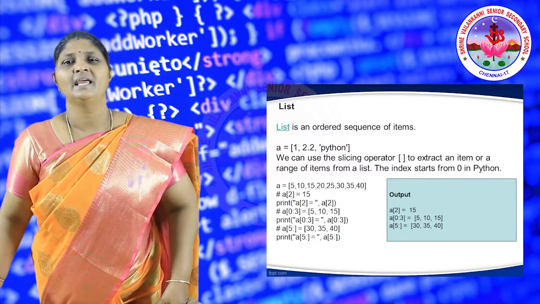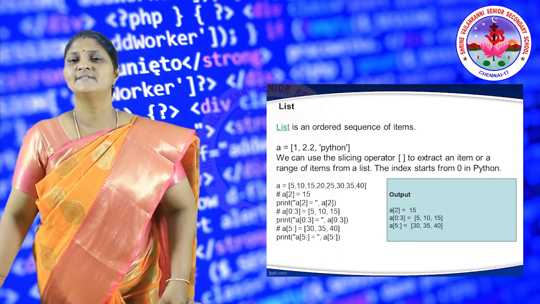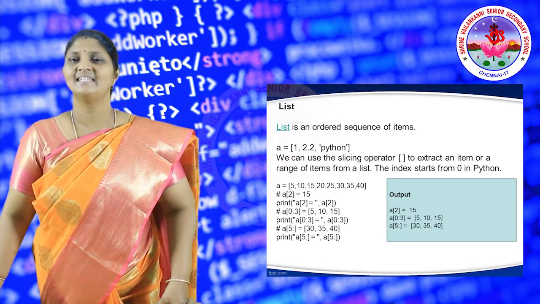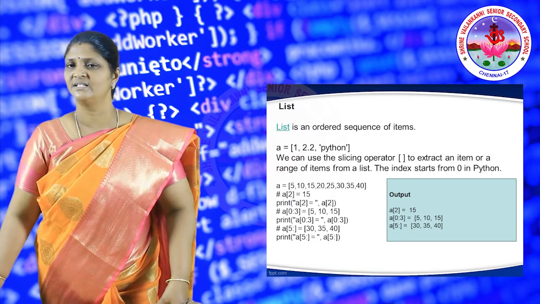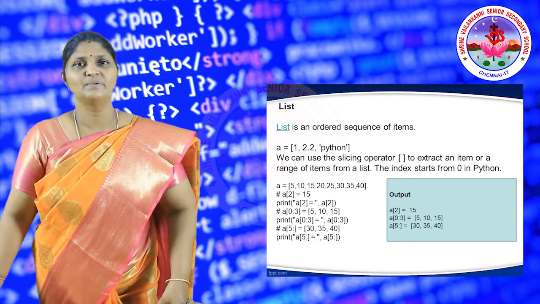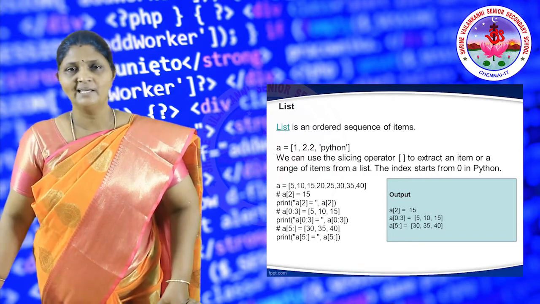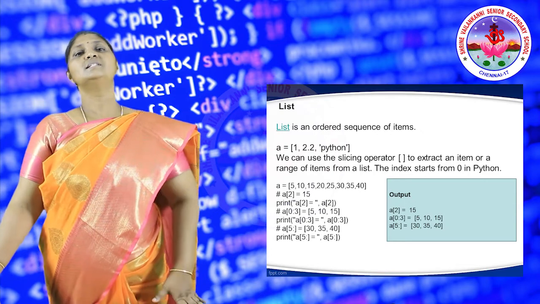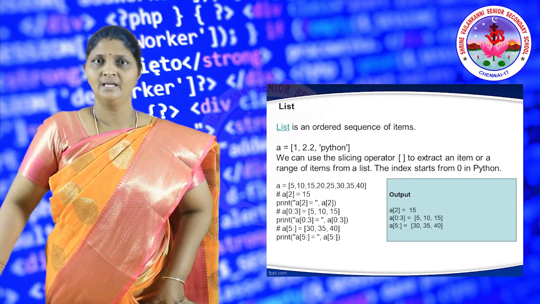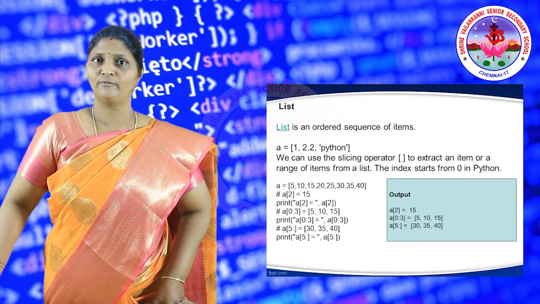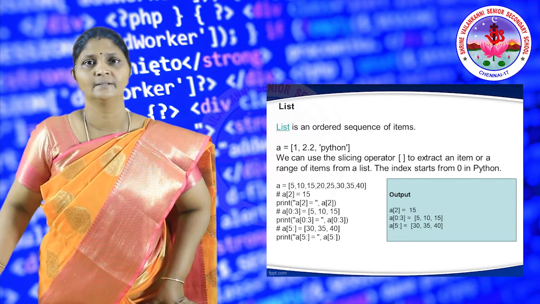Print A of 2. What is A of 2? A of 0 is 5, A of 1 is 10, and A of 2 is 15. So 15 is printed there. And the next print statement, A of 0:3. Here we are trying to display 3 items from the list: A of 0, A of 1 and A of 2. That is 5, 10 and 15.